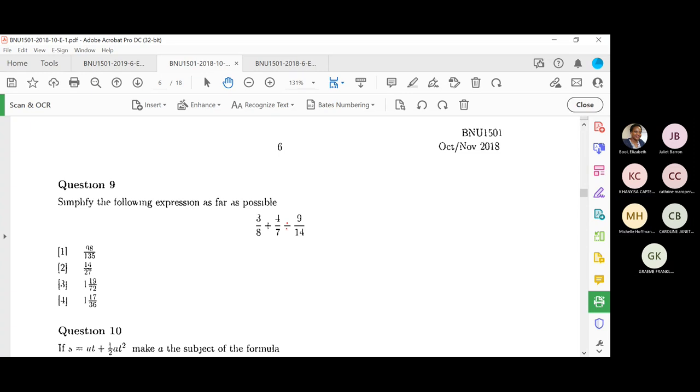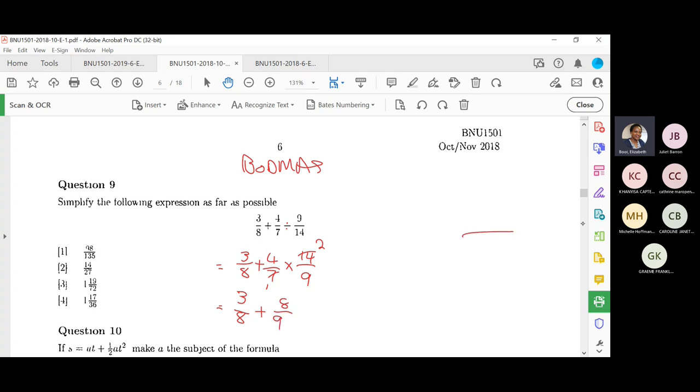Option three. It will be option three. Okay, so how did we get to option three? Remember, BODMAS is the key to everything. 3/8 plus, keep, change, flip, and 7 goes one time and it goes two times. There is no other number that can divide into 9 and 4. So we'll have the answer as 3/8 plus 4 times 2 is 8 over 1 times 9 is 9.